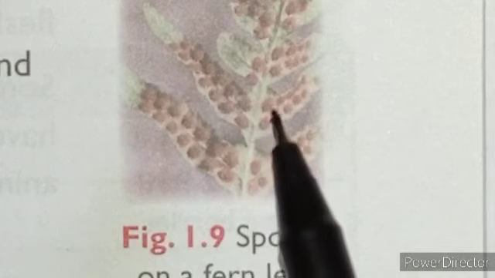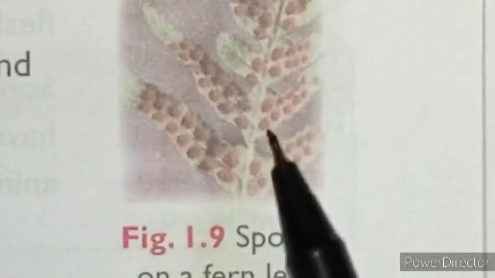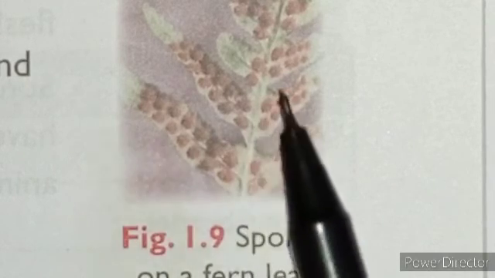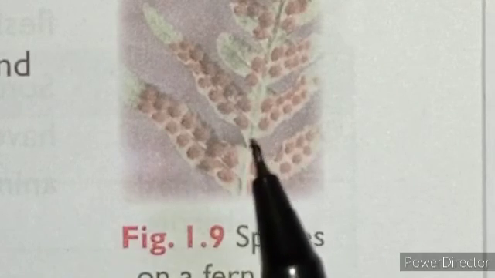For example, all of you see here in this picture, this is a fern. Plants like ferns grow from spores. Spores are found on the underside of the leaf, below the surface of the leaf. The spores fall on the ground and grow into new plants. Some mosses and liverworts also reproduce with the help of spores.